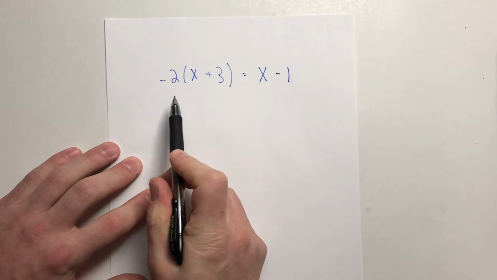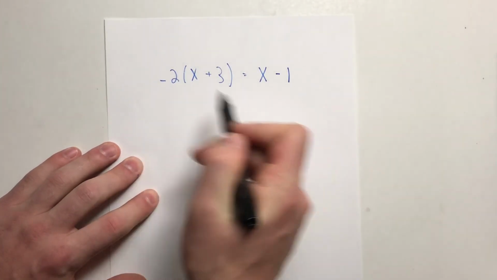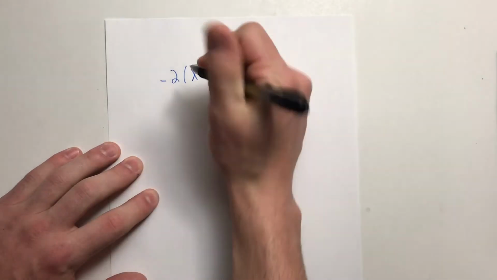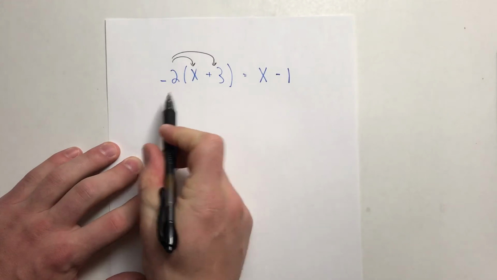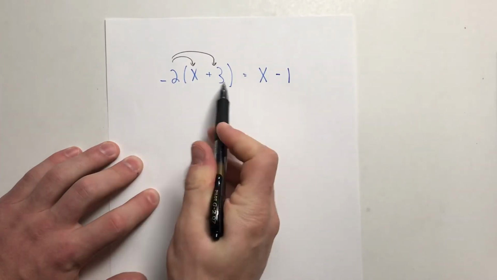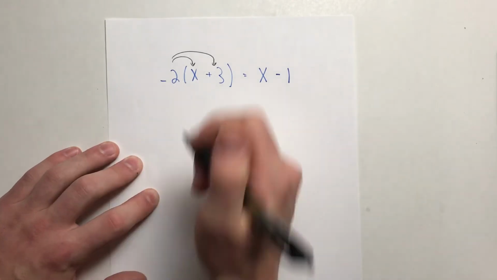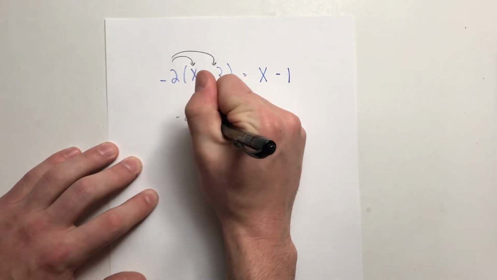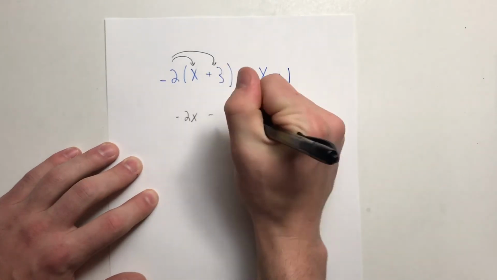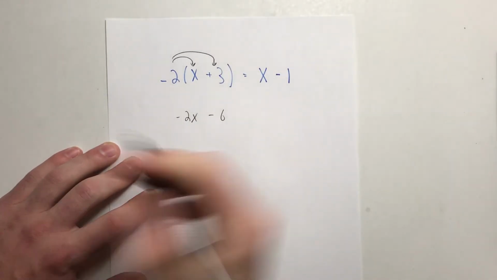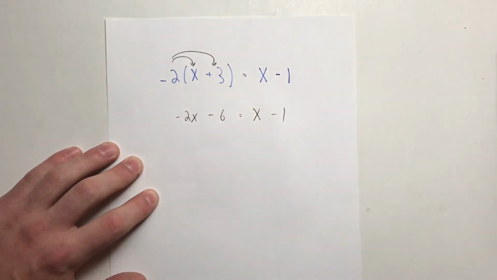A rule of thumb with these parentheses is you always want to get rid of your parentheses before you start moving things around. So I'm going to go ahead and distribute this negative 2 into my x and my 3 so that I can get rid of these parentheses. So we have negative 2 times x equals negative 2x. Negative 2 times positive 3 gives us a negative 6. And then this equals x minus 1.